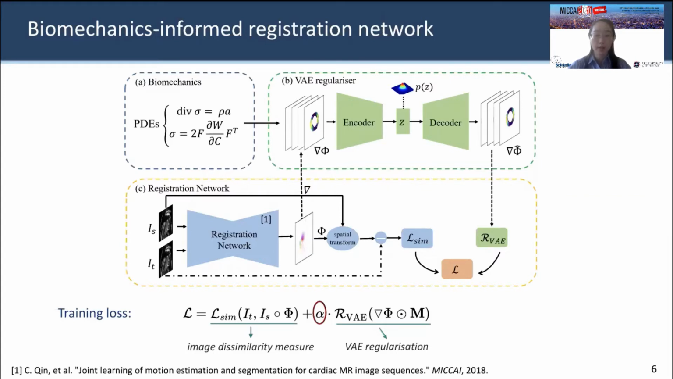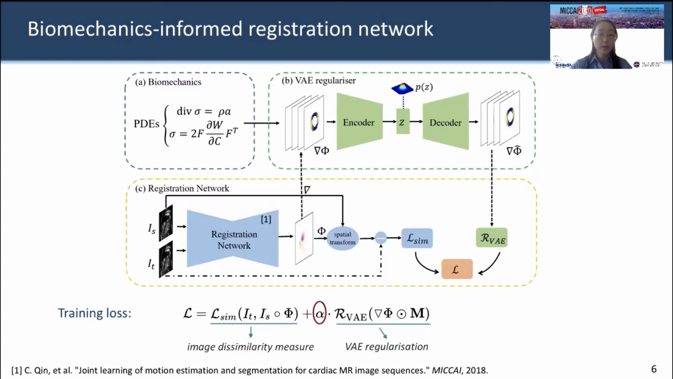To inform the registration network with biomechanical information, here we propose to integrate the VAE regularizer to the image registration network. This aims to regularize the deformations to fall on the manifold that is represented by the latent space of VAE so that it can generate biomechanically plausible deformations. And this is also advantageous over explicit regularization terms, as such data-driven approaches can implicitly capture the realistic and complex motion properties from the observational data that can't be explicitly specified.